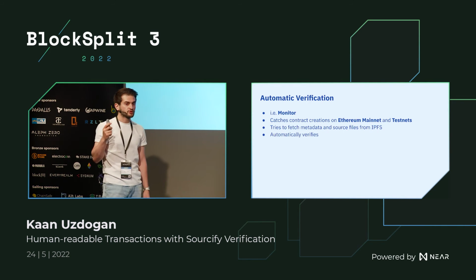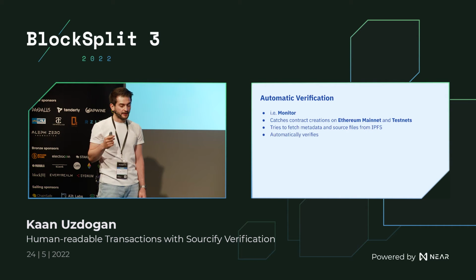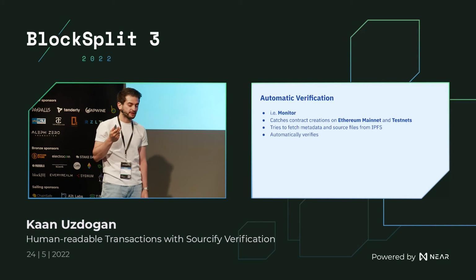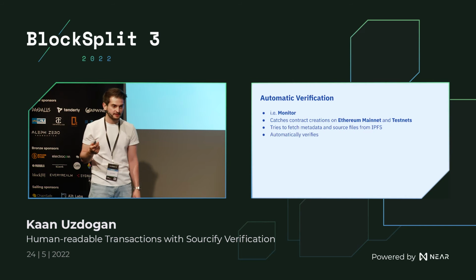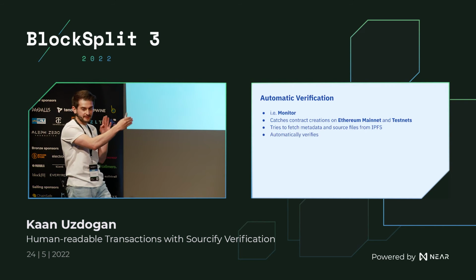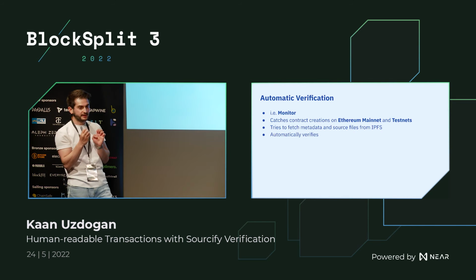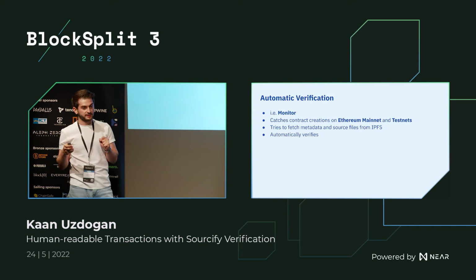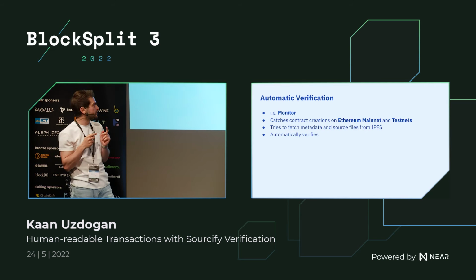And we also do automatic verification. That's what we also call the monitor. The monitor catches the contract creations on Ethereum mainnet and testnets. We are listening to mainnet and the testnets right now only. It tries to fetch the metadata and source files from IPFS. Remember, we can find the IPFS hash at the end of the bytecode. There we can get the metadata file if it is published. And it tries to automatically verify the whole contract.